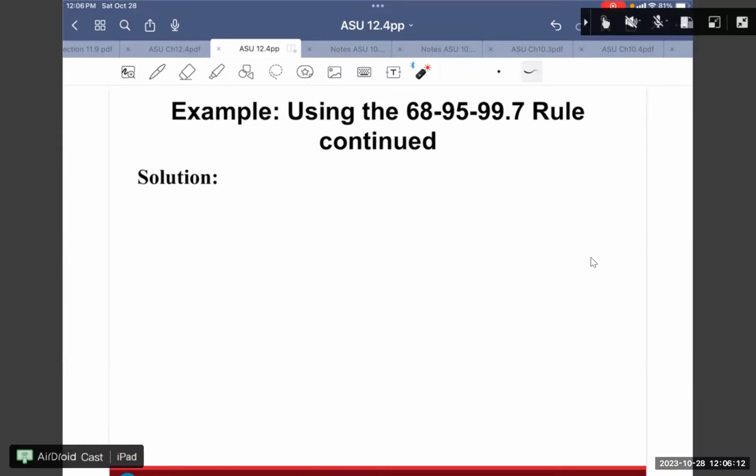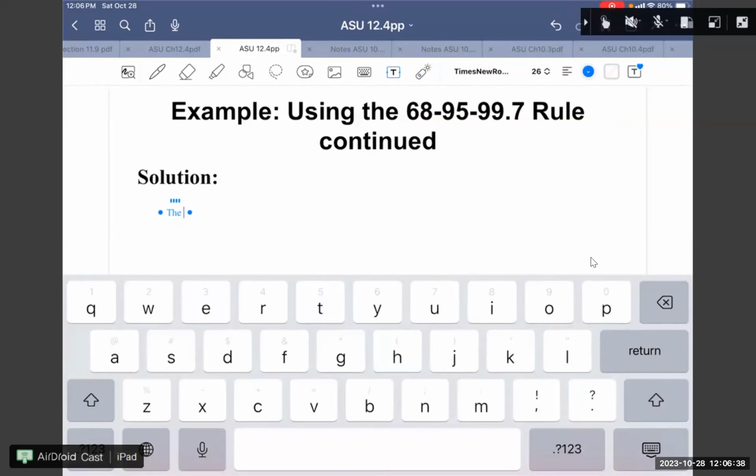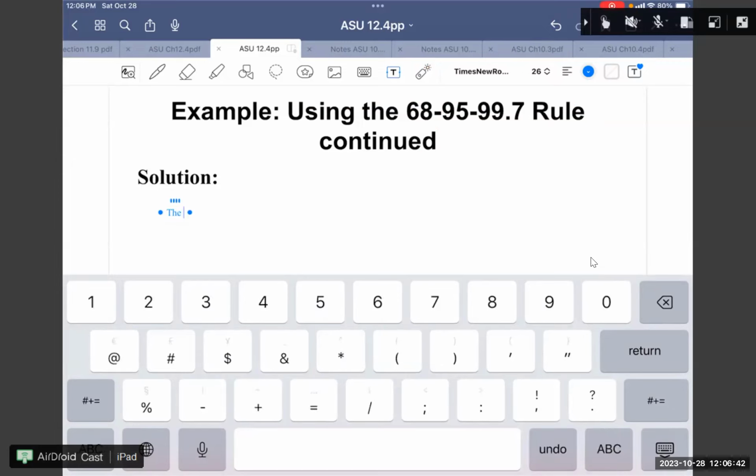We still have the same thing. So using the 68, 95, 99.7 rule of the normal distribution. Maybe I can increase this one, maybe more so you can see it. Maybe the 68-95-99.7 rule.